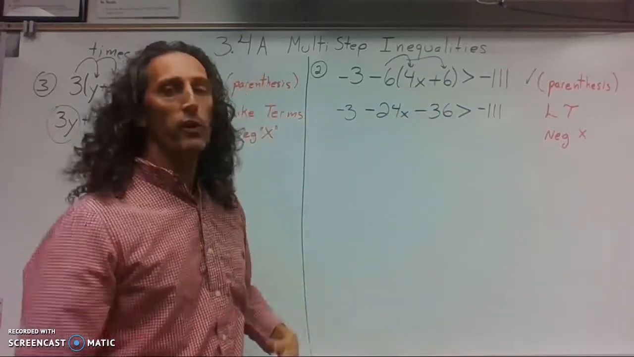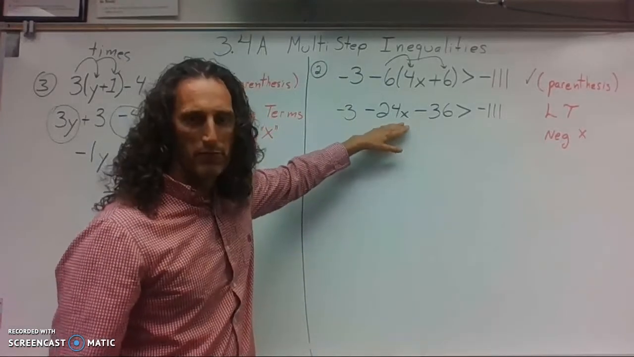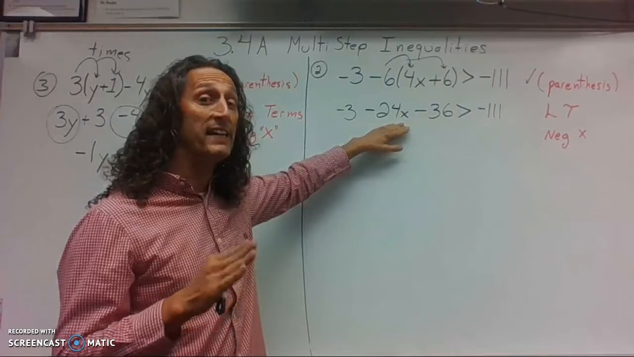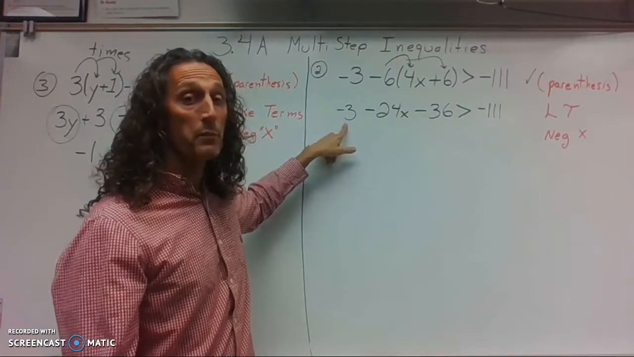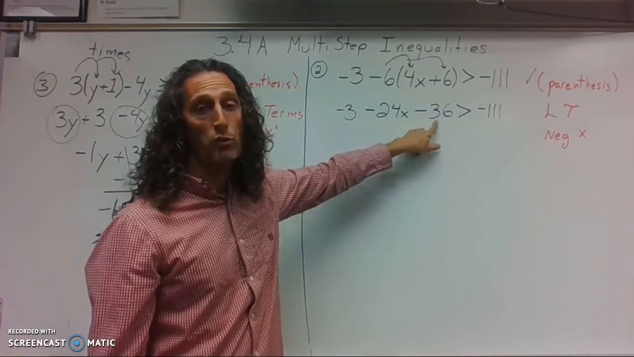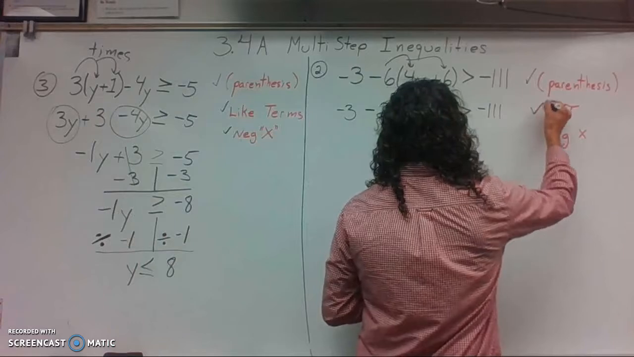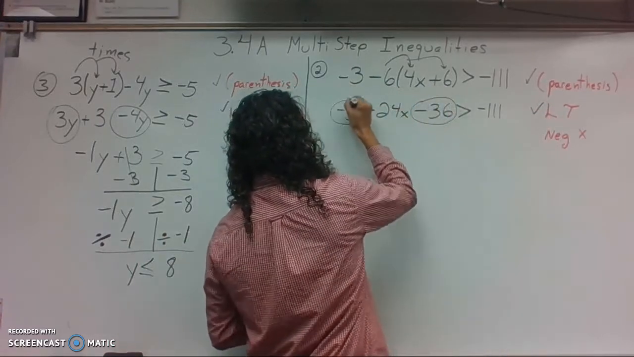So at this point, we look for like terms. Well, there's only one x. But remember the other type of like terms is if you have two plain numbers on the same side. Well, this negative 3, it's a plain number. There's no alphabet with it. And that negative 36 is also a plain number. There's no alphabet with it. So we do have like terms. We have a negative 36 and a negative 3.